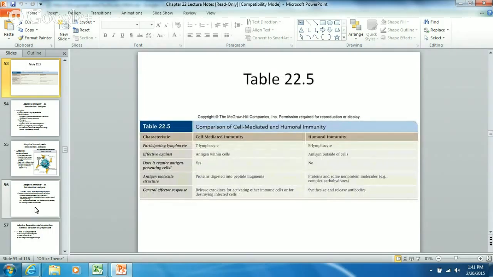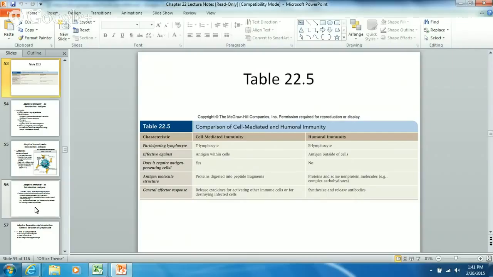So when we line up cell-mediated immunity beside humoral immunity and look at their different characteristics, as we mentioned before, T lymphocytes are what you find in cell-mediated immunity. B lymphocytes work with humoral immunity. They're effective against two different antigen situations, and this is very important. This is less of a fact and more of a clue, something to remember.